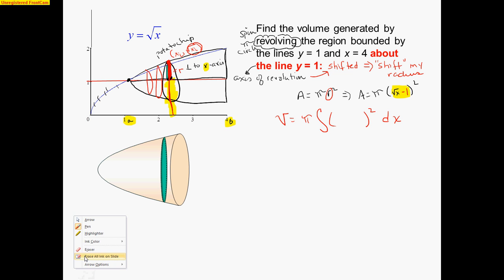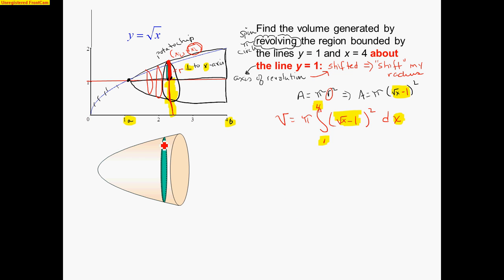I double check. I'm perpendicular. My slices go down to the axis of revolution, which is perpendicular to the x-axis. So that's why, since my knife ends up on the x-axis, my radius has to be in terms of x, and it is. And my limits of integration have to be x numbers. So let me fill those in. So root x minus 1, and 1 to 4.